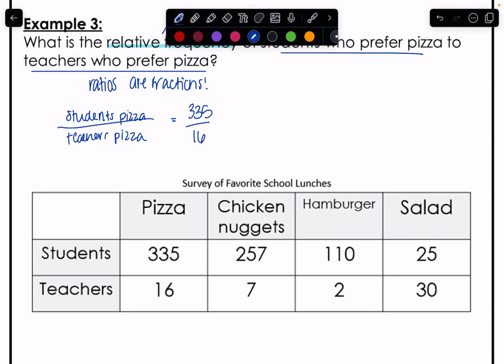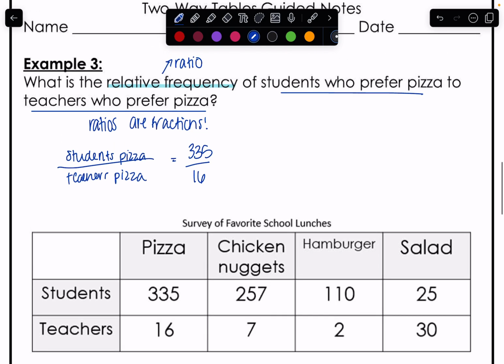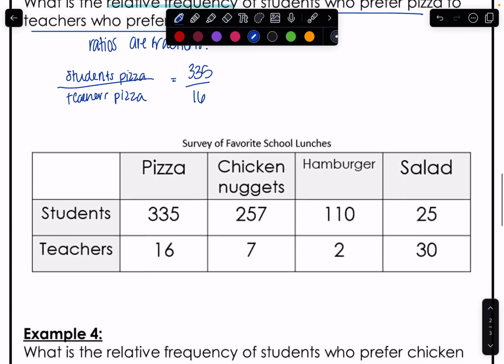Now you can reduce. On the homework, you will see that there is the non-reduced fraction and the reduced fraction as a potential answer choice. In this case, we cannot reduce. There is no number that goes into both 335 and 16. But if you get to the homework, you don't have to reduce it. So that's it. If it's asked for the relative frequency, you find the ratio, 335 to 16.